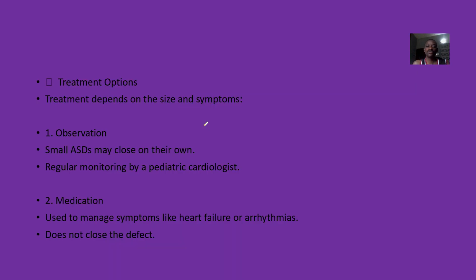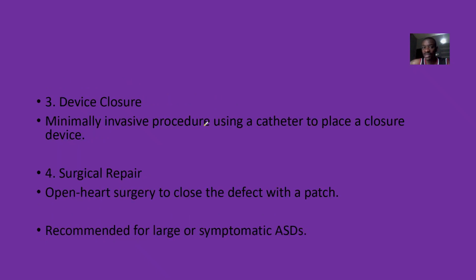So treatment options: you can observe if it is too small, to see if it will close by itself, but a pediatric cardiologist should always monitor, right? Medication is used to manage symptoms, like arrhythmias. That one we'll talk about when we start talking about the pharmacology aspect. Device closure, where they use a catheter to place a closure device. Then sometimes surgical repair, they can do an open heart surgery just to patch up the defect. Okay, so that's it.